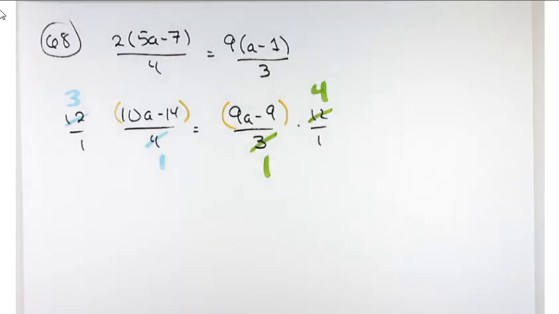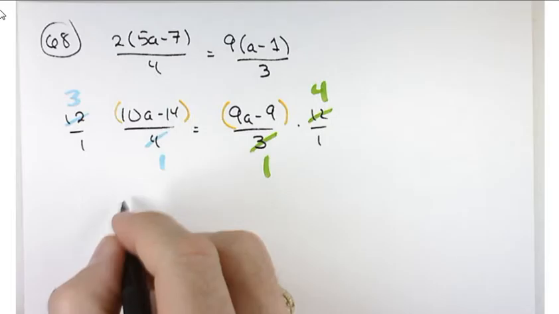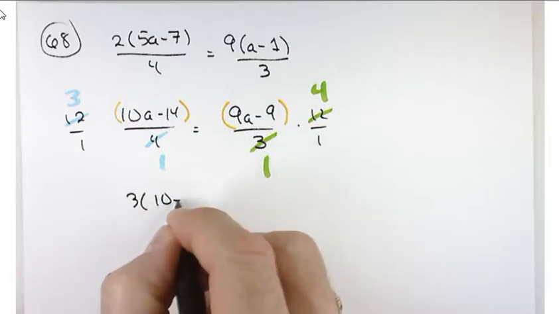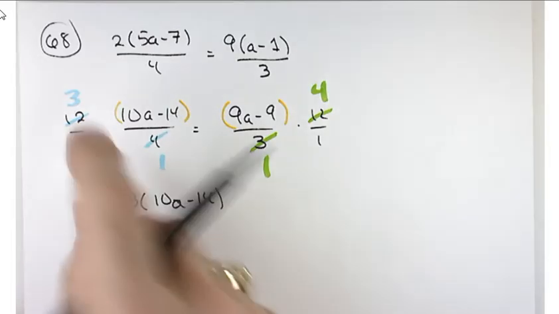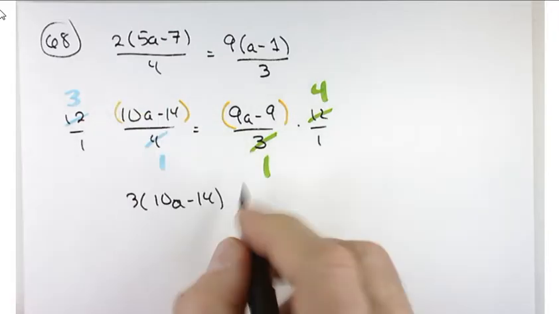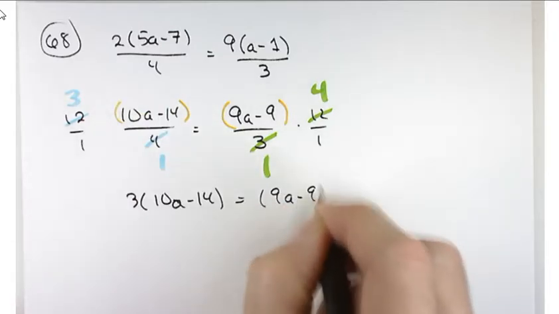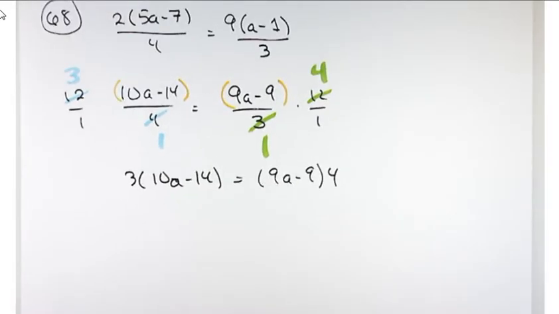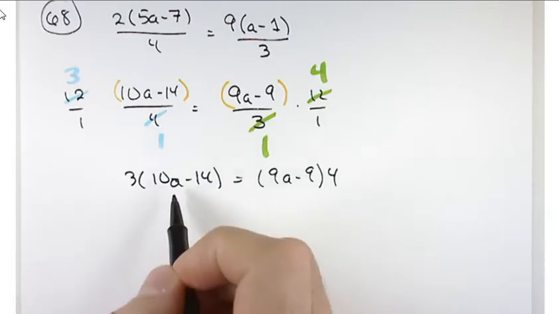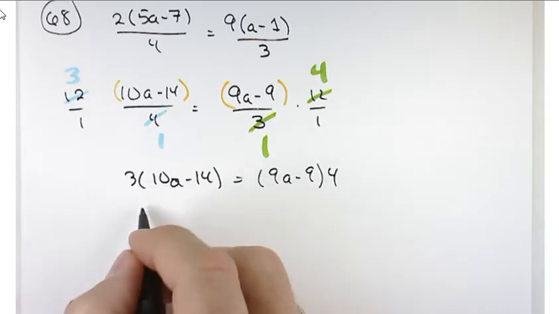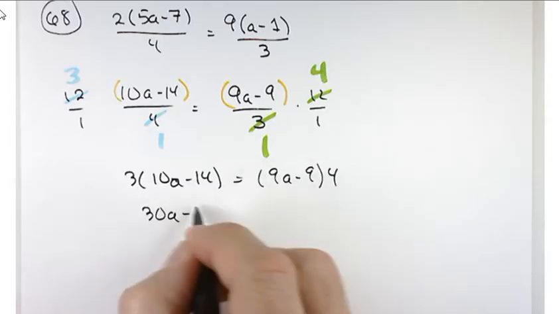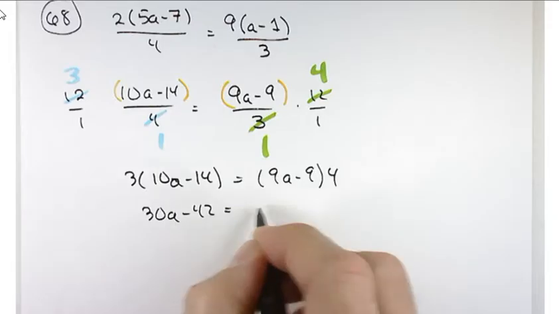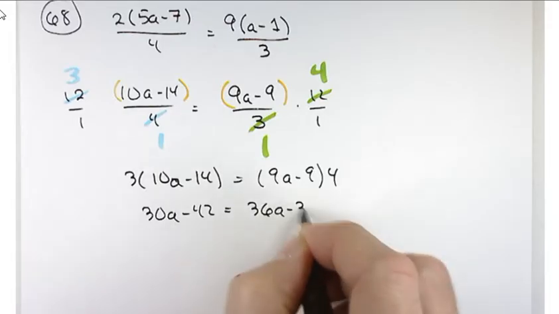So a little bit of symmetry there of sorts. Thank you. I'm left with 3 times this parentheses equals this parentheses times 4. The nice thing is I got rid of the denominators. All done. So let's distribute here. 30a minus 42 equals 36a minus 36.